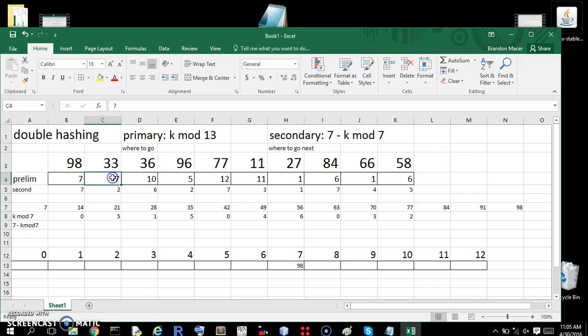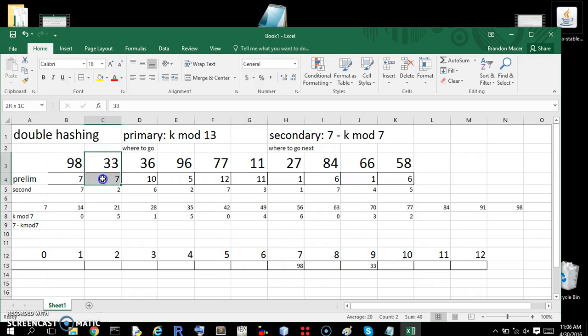Second, we're going to put 33 in its spot. Now, 33's spot is 7, but it's taken. And this is the difference between linear probing and double hashing, because with linear probing we would just put it in the next spot. But with double hashing, we'll resort to this number to determine how many spots we will advance until we put it in the spot that we find. So we're going to go 2. So 7, 1, 2 is 33. So we're going to put 33 in the 9 spot.